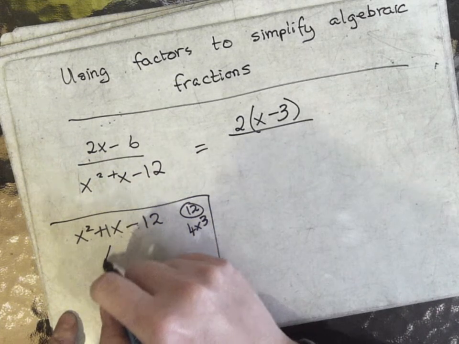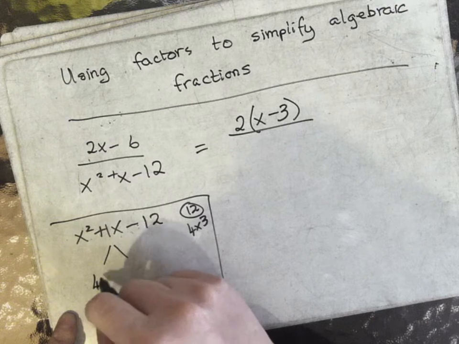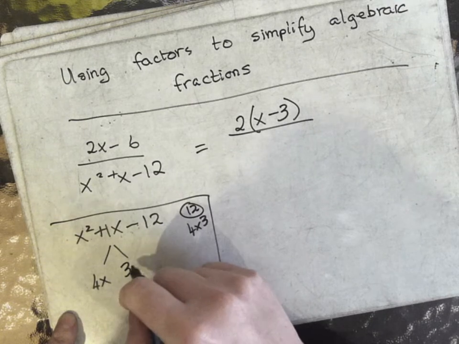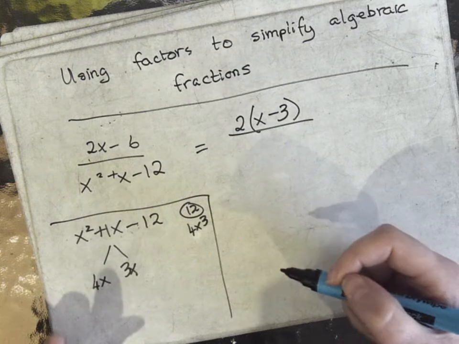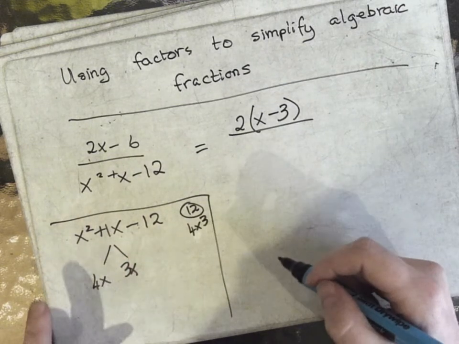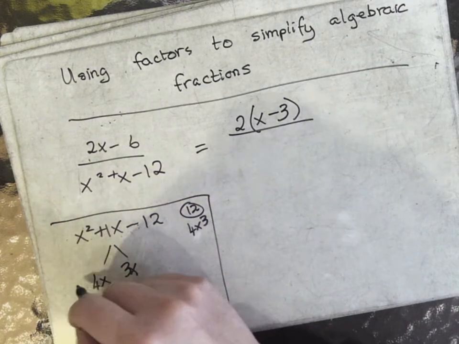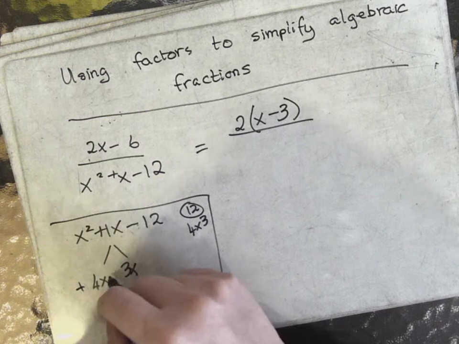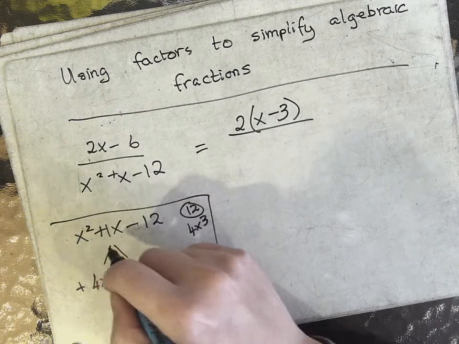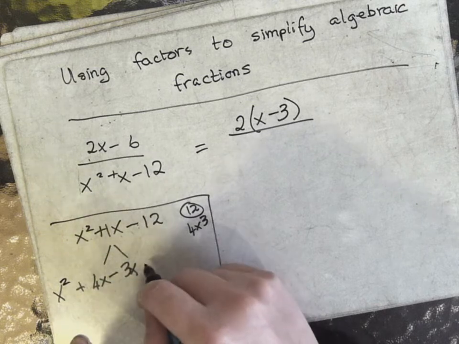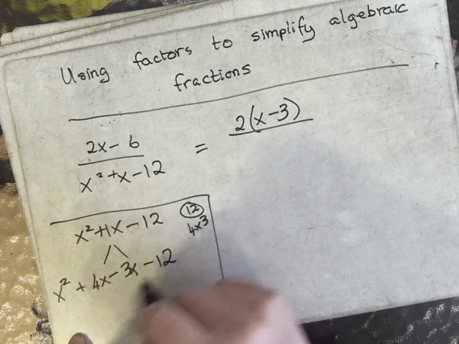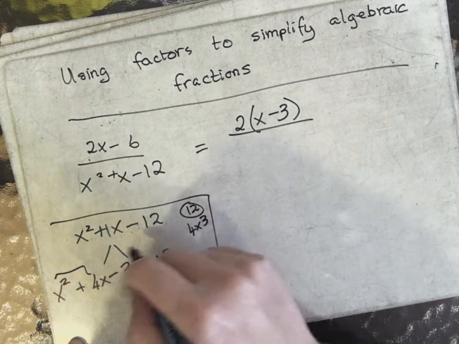So I'm splitting this up into a 4x and a 3x. Doesn't matter which one you put first, the 4x or the 3x, you'll end up with the same answer. I'm minusing them, I'm giving them different signs, put the plus with the bigger, so do a plus 4 and a minus 3. Plus 4 minus 3 will give me plus 1. So that's x squared plus 4x minus 3x minus 12, and then pair up the first 2 and the second 2.